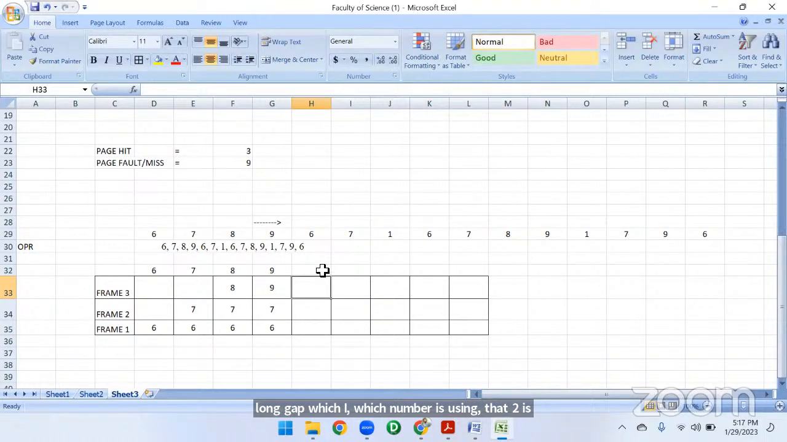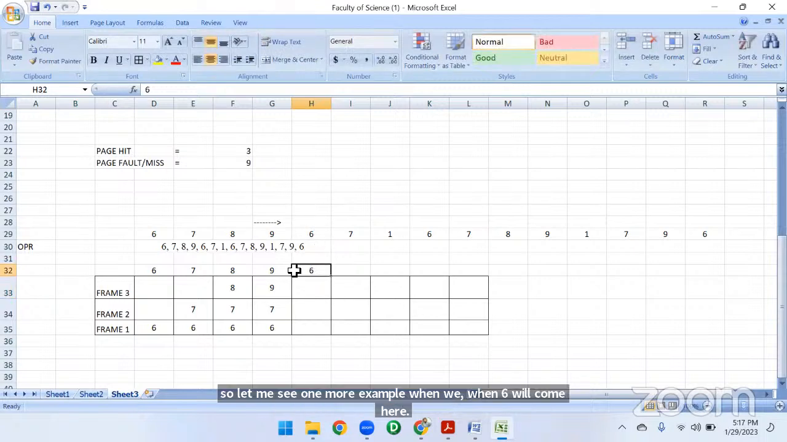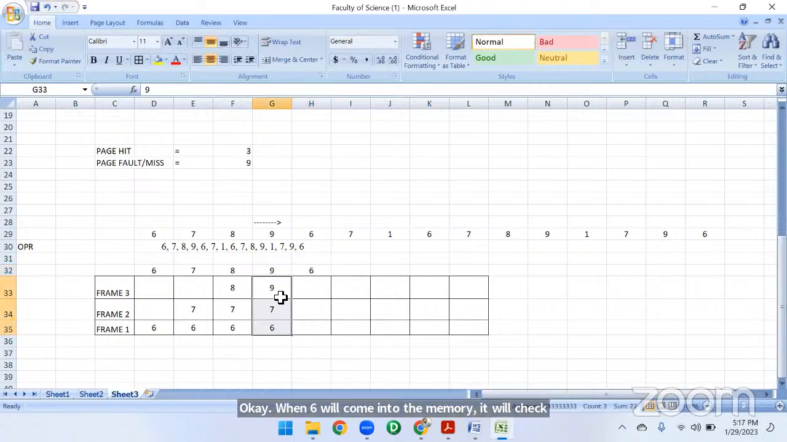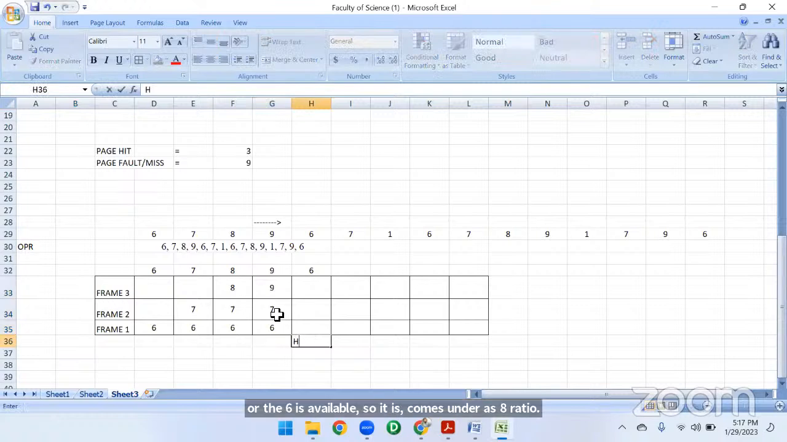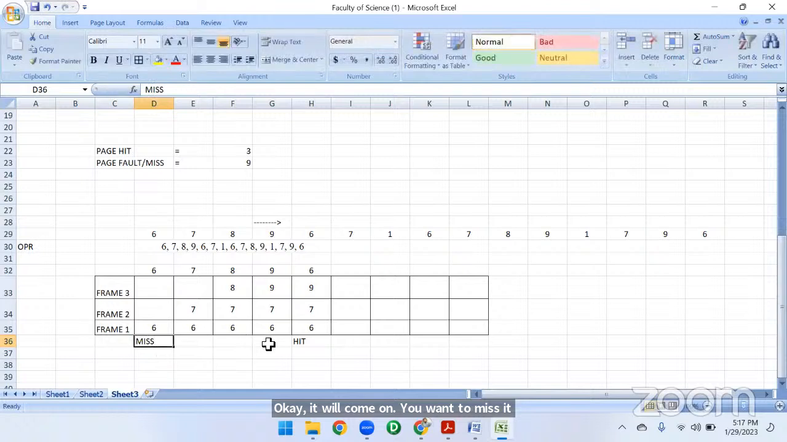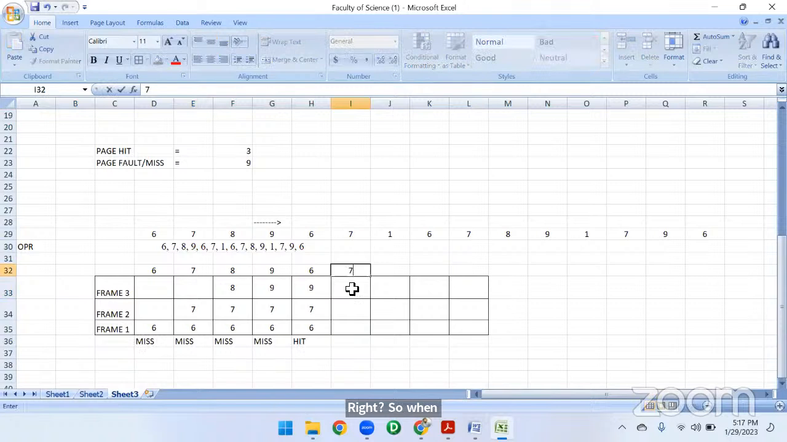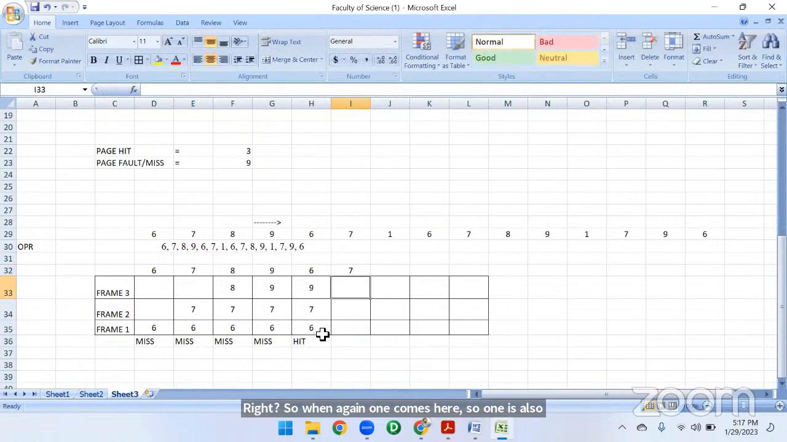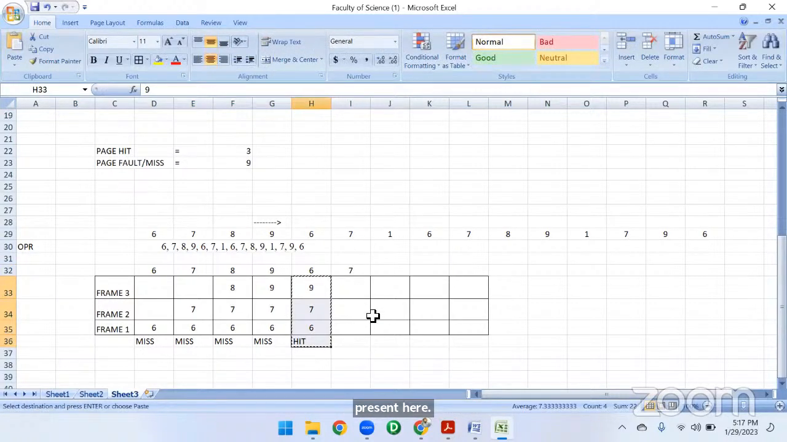Okay, so let me see one more example. When 6 comes into the memory, it will check whether 6 is available or not. Okay, 6 is available, so it comes under hit ratio. Again, nothing will be changed here. Okay, these are all misses. So when 7 comes here again, 7 is also present here, so it is also a hit.